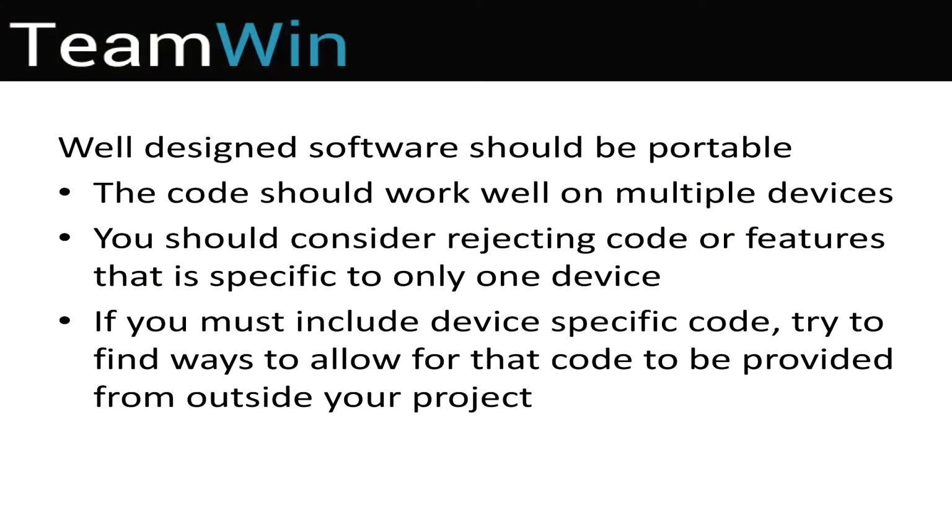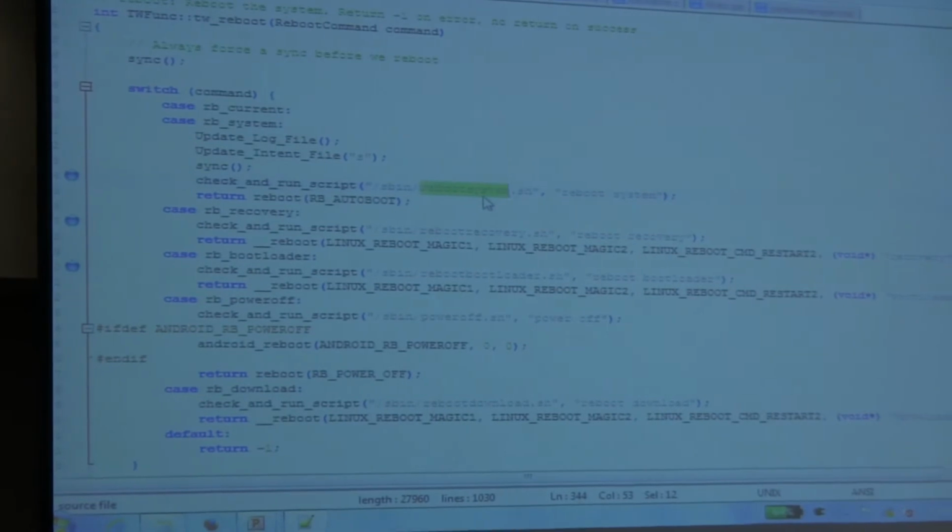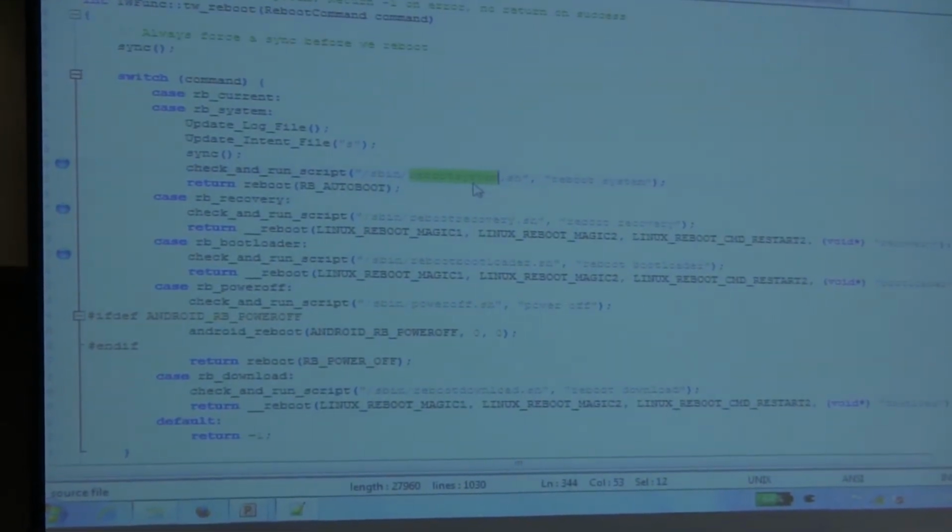If you have to do something that is device specific, I recommend that you try to find a way to provide a hook within your software. I know you can do that within Android apps, and what we did within the Team Recovery is, you'll see here, this is basically the reboot function, and depending upon the type of reboot, we have different shell scripts that can be run if they exist. So if we have a device that needs some custom way to tell the bootloader whether to boot recovery or the system, we can do that through a shell script instead of having to include custom code within the recovery.